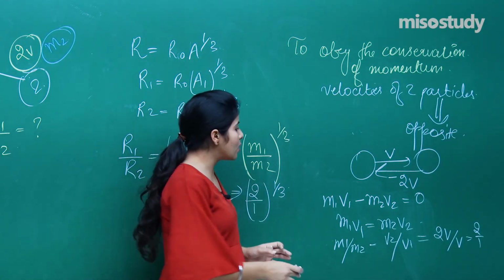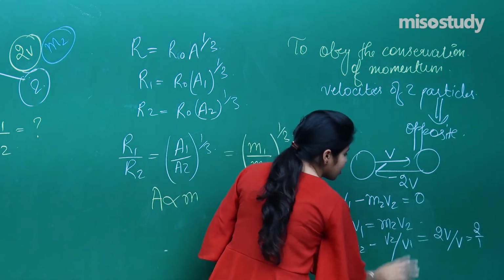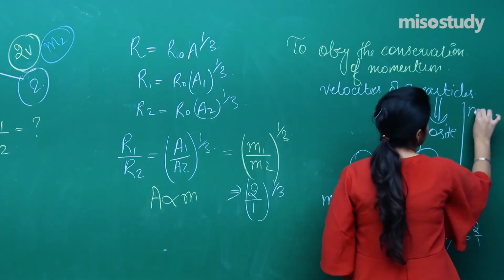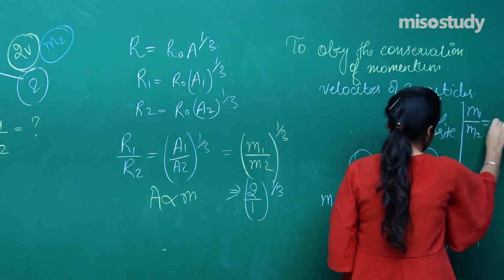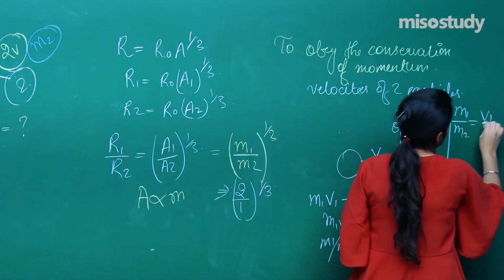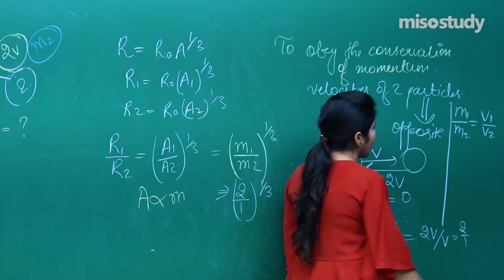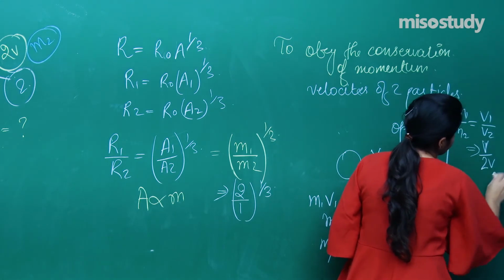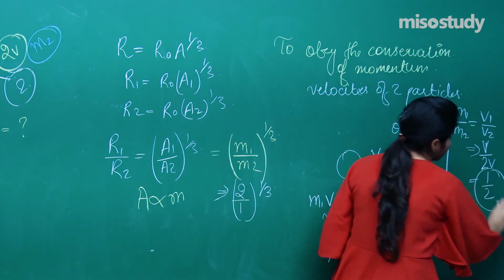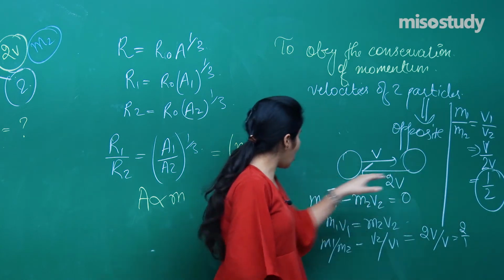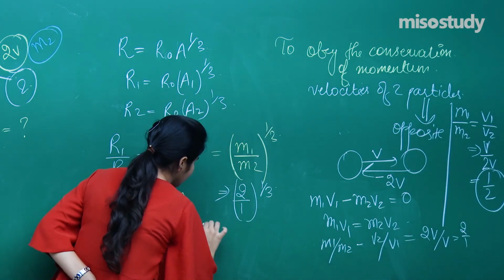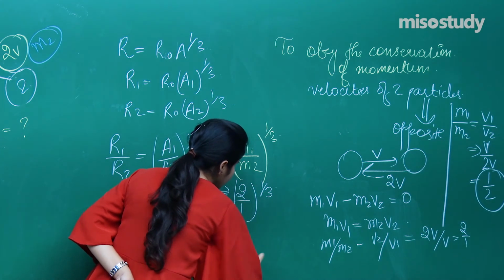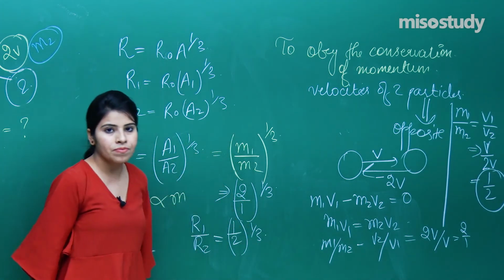But the other case will be, let me write over here once again. In that case, your m1 upon m2 will be v1 upon v2. And you know that v1 and v2 are v upon 2v. So that means it has come out to be 1 by 2. And now if you put your m1 upon m2 here, your answer will come out to be 1 upon 2 raised to the power 1 by 3.